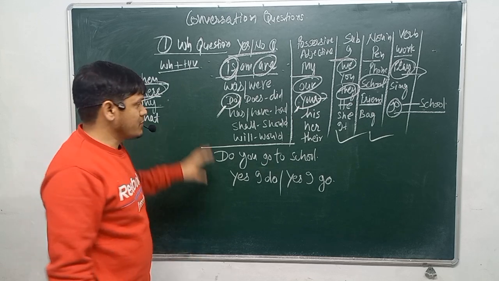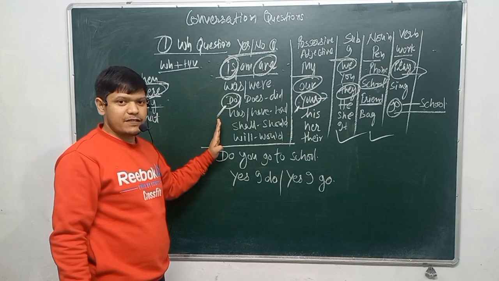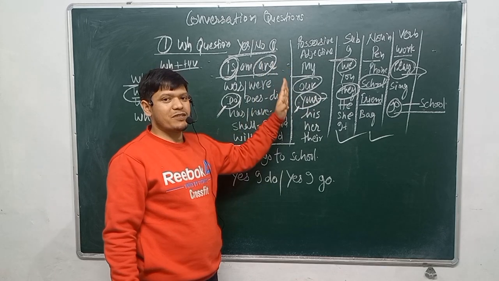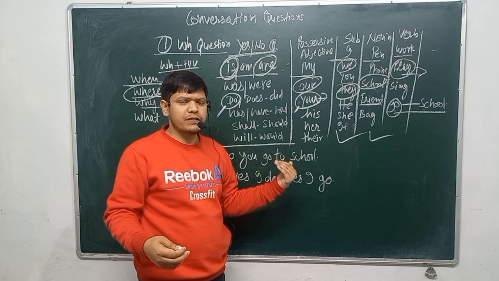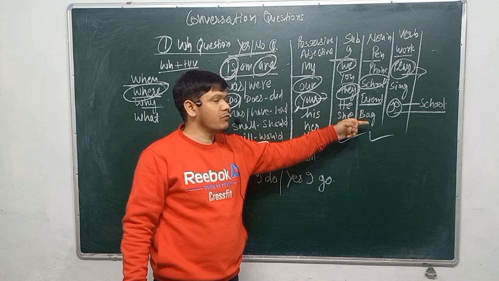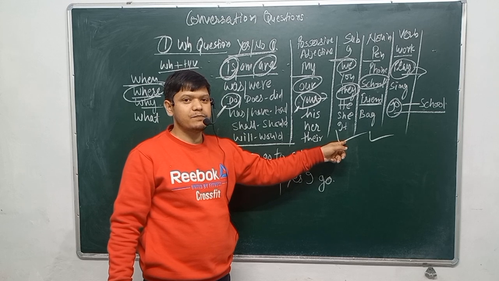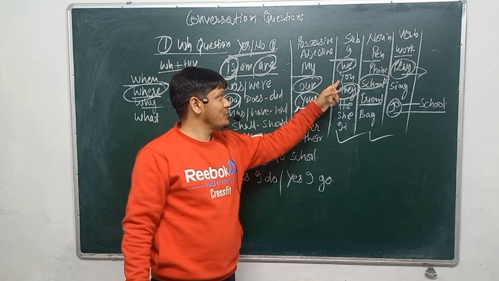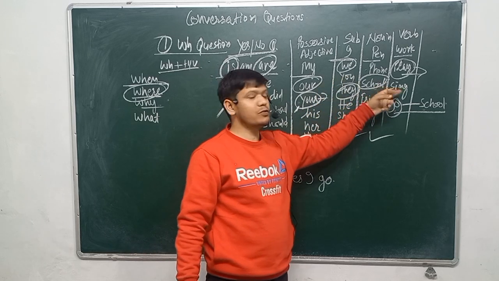WH questions: we use the WH question word in first place, and then in second place the auxiliary helping verb. In third place, we can use possessive adjectives or subjects, according to the situation. How is your mother? In the fourth row, I am taking a noun: your mother. I am not using a subject word at this time. And the next question: When do you go to school? Now I am using a verb. When do you go to school?